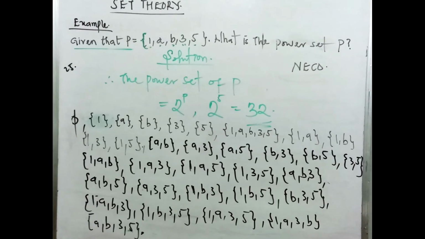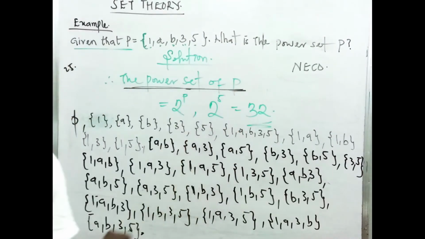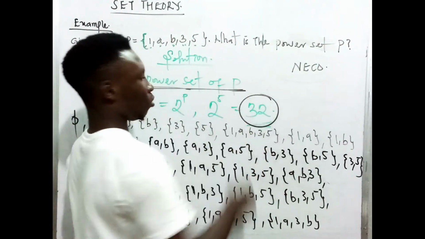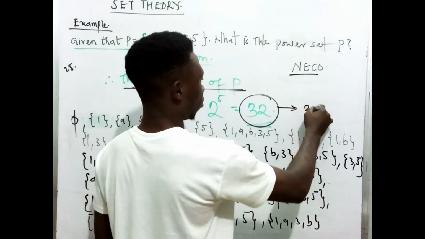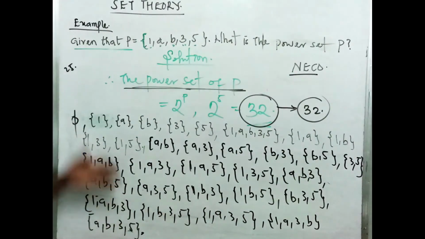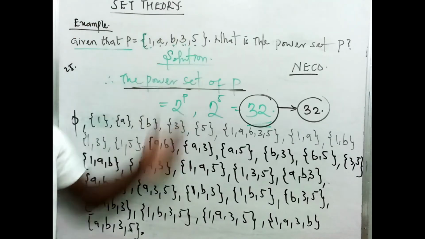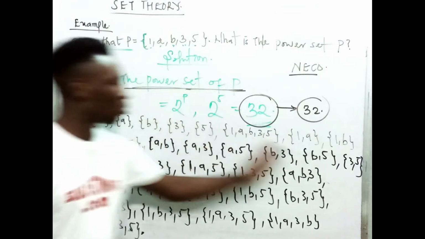Now, if you notice, we're asked to find the power set of P. We got it, and our value here is 32. Please, this is the answer for your NECO. Your answer there is 32 straight out. But now, I want to use it as an example further. I wanted to give you the whole layout of possible subsets that can come under this expression. They said the power set is 32, and these are the 32 subsets.